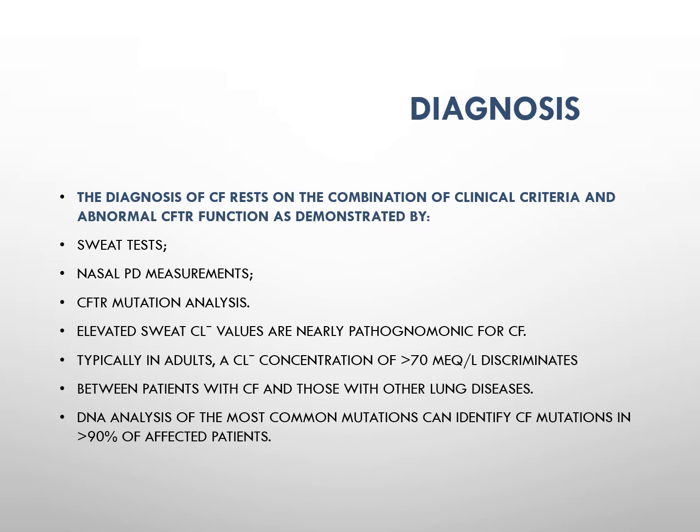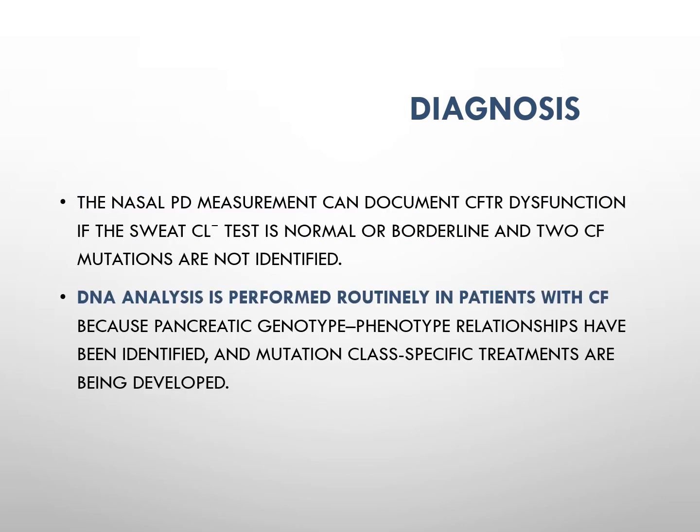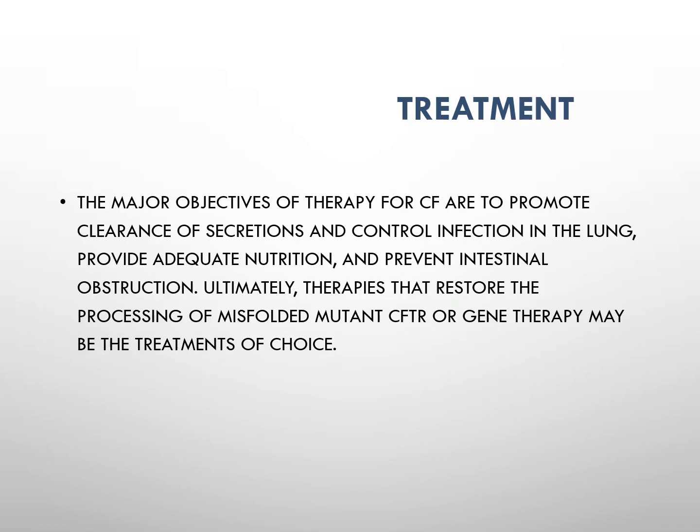DNA analysis of the most common mutations can identify CF mutations in more than 90% of affected patients. The nasal PD measurements can document CFTR dysfunction if the sweat chloride testing is normal or borderline, and 2 CF mutations are not identified. DNA analysis is performed routinely in patients with CF because pancreatic genotype-phenotype relationships have been identified and mutation class-specific treatments are being developed.